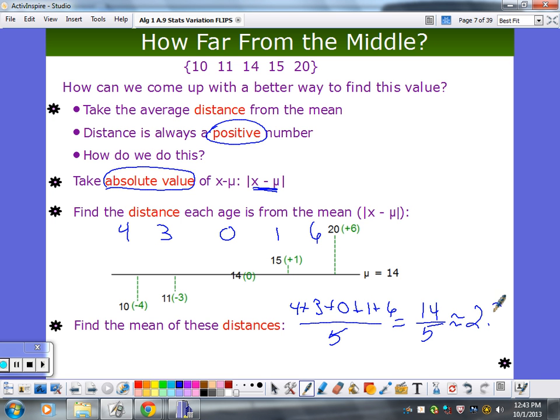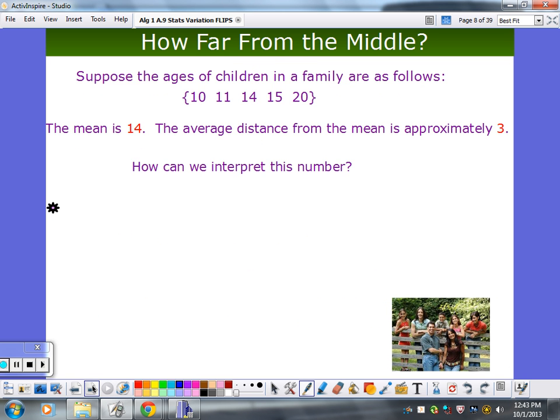You know what? I'm going to take it one better. For this example, I'm going to say it's approximately 3. So what does this mean? I'm getting this number 3. Now we're going to go to a second, so we're going to just finish this one thought. The mean is 14. The average distance from the mean is approximately 3.